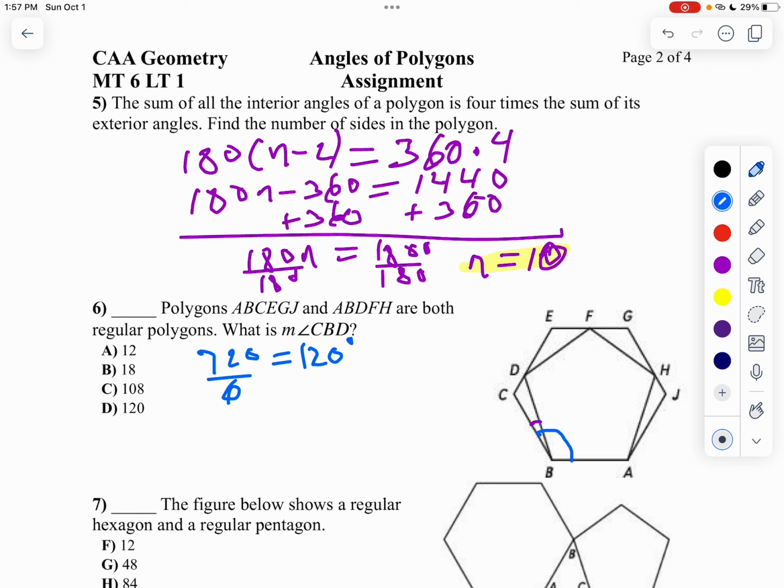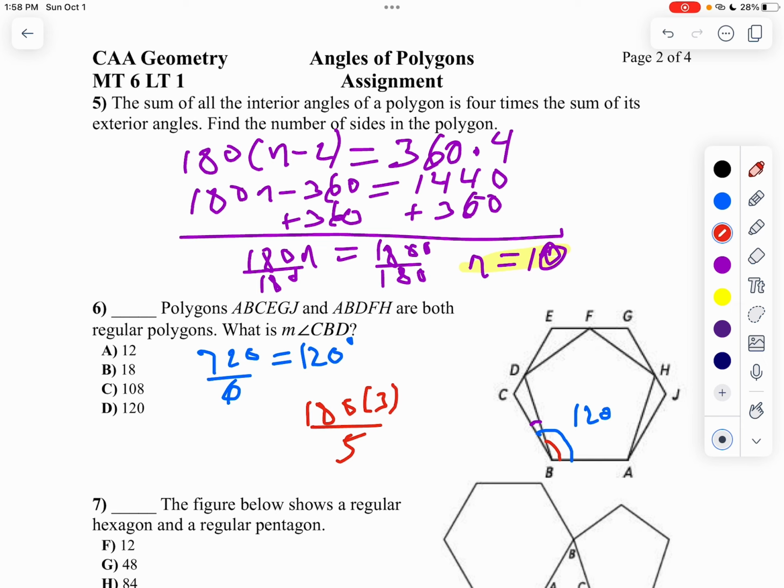Now let's do the same thing for angle DBA. So angle DBA is going to be on my pentagon. Well, we just did the pentagon too, didn't we? So the pentagon is going to be, let me make sure I counted that right. 1, 2, 3, 4, 5. So on a pentagon, you're going to get 180 times 3, and we're going to divide that by 5.